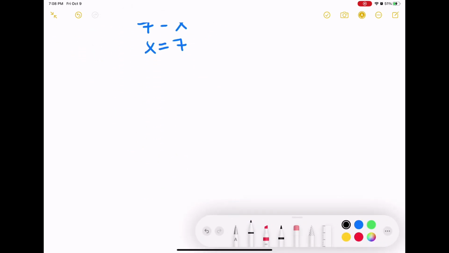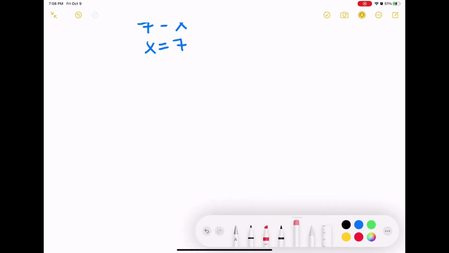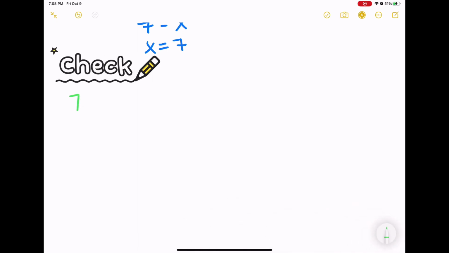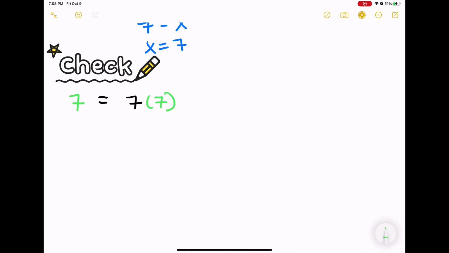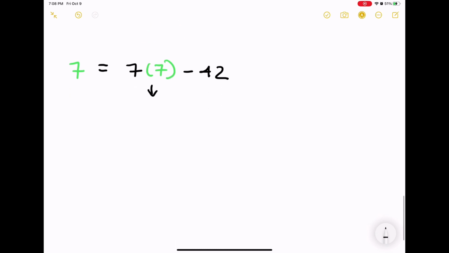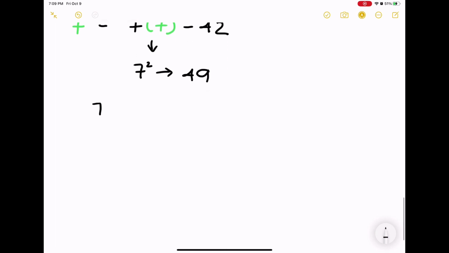And let's go ahead and check our work. Now, the equation was x is equal to 7x minus 42. So 7, because we're plugging that into x, is equal to 7, then you're going to multiply that by 7 because we're plugging in x, minus 42. Now, 7 times 7 is 7 squared, which is 49. So 7 is equal to 49 minus 42. 49 minus 42, we have to simplify even further, is 7, and 7 is equal to 7.